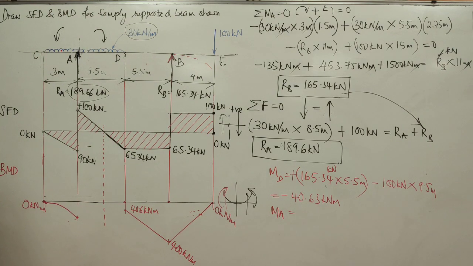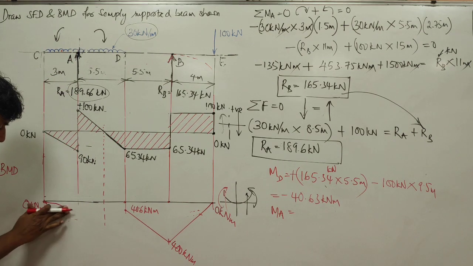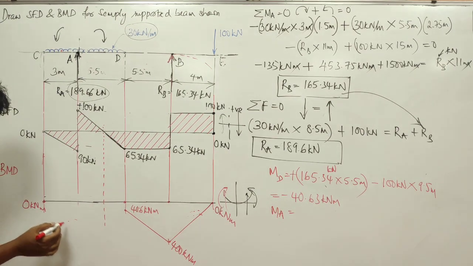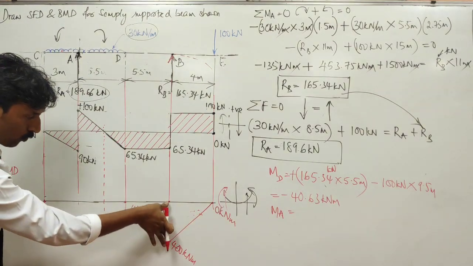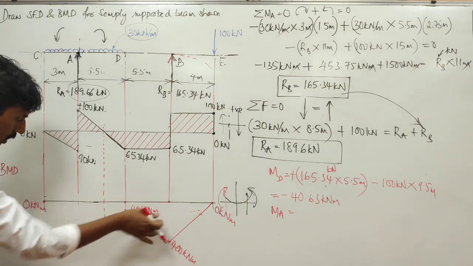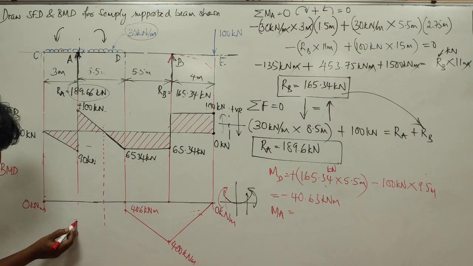30 into 3 is 90. 90 into 1.5 is 135. So this is not 90. This should be 135. So suppose this is 400. 135 could be somewhere here. So you can draw somewhere here 135.